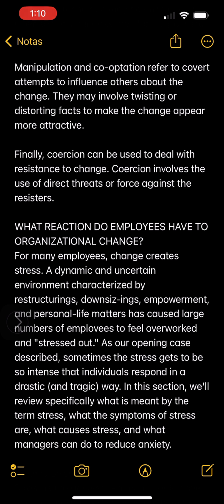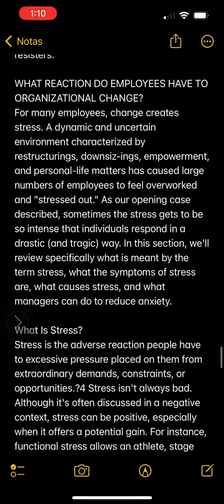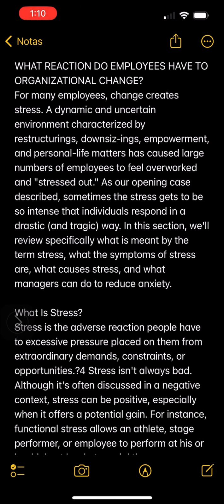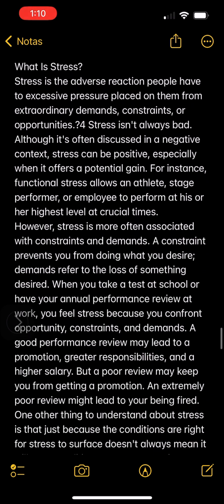For many employees, change creates stress. A dynamic and uncertain environment characterized by restructurings, downsizings, empowerment, and personal life matters has caused large numbers of employees to feel overworked and stressed out, as our opening case described. Sometimes the stress gets to be so intense that individuals respond in a drastic and tragic way. In this section, we'll review specifically what is meant by the term stress, what the symptoms of stress are, what causes stress, and what managers can do to reduce anxiety.